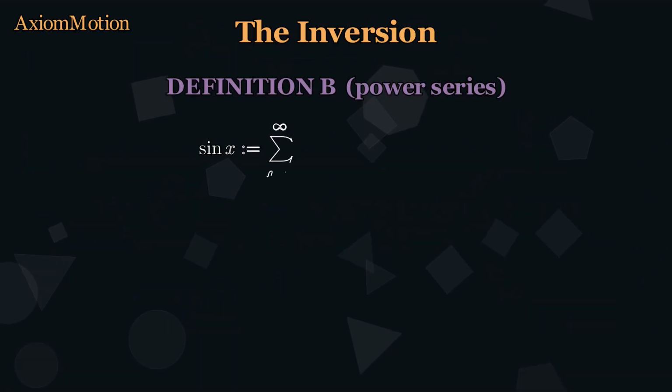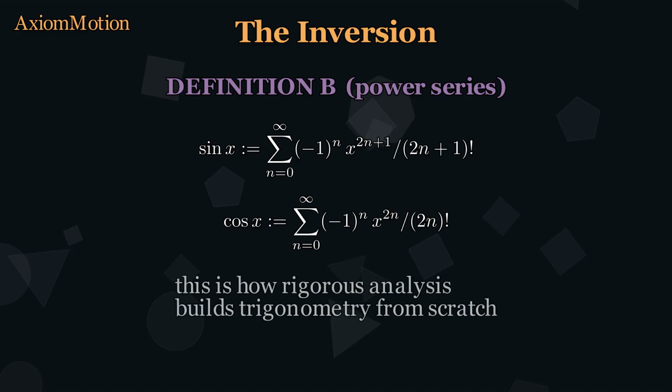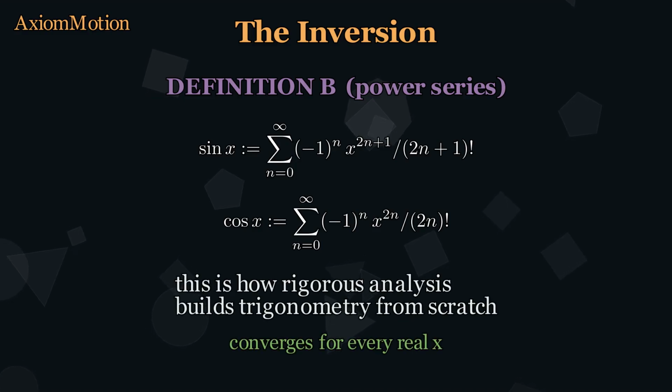Here is a completely different answer to part 1. Forget circles. Define sine and cosine as these infinite series. This is not a trick. It is exactly how rigorous analysis textbooks build trigonometry from scratch. The series converge for every real number.